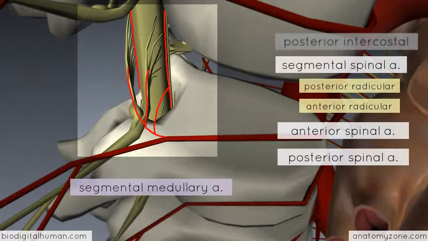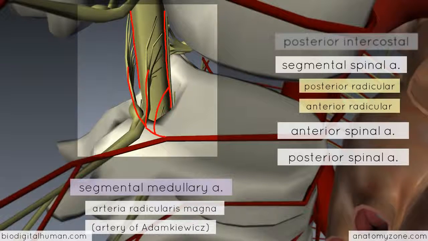So also of note is that the largest segmental medullary artery is known as the Arteria radicularis magna, which essentially is a descriptive Latin term for what I just said, so it just means the great radicular artery. And this arises in the lower thoracic and upper lumbar regions, and it helps to essentially reinforce the blood supply to the distal parts of the spinal cord. So that's the arterial supply to the spinal cord.